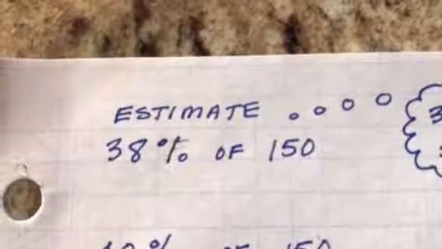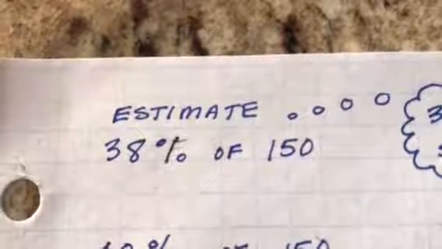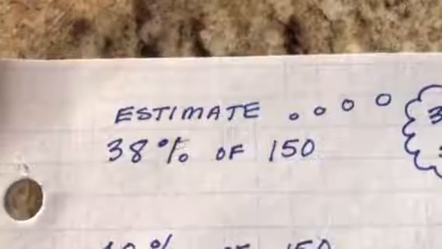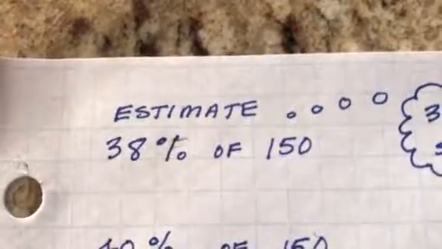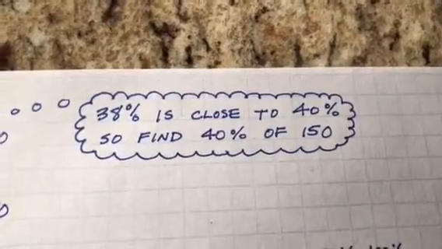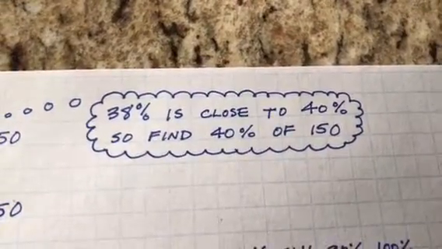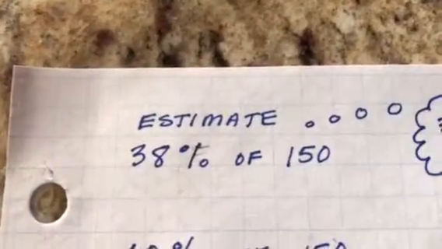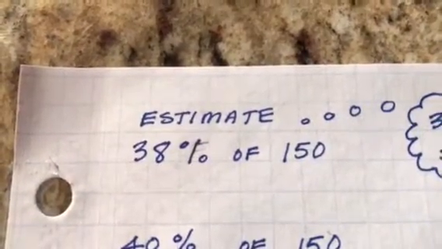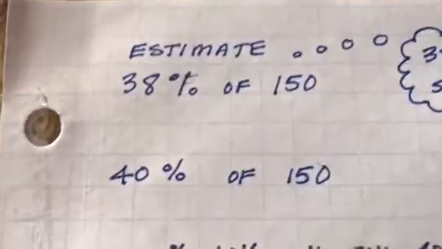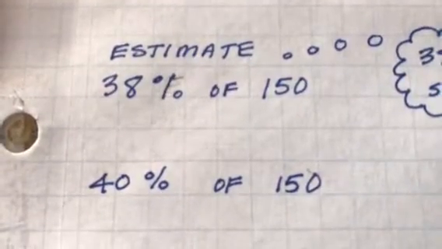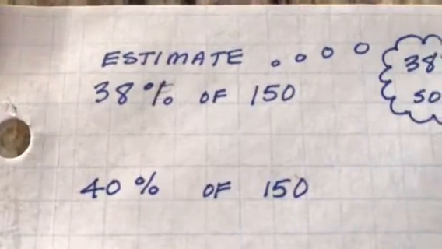estimating means I want to get close, but I want to round it to or estimate friendlier numbers that can help me. 38% makes me think that 38% is close to 40. So I'm going to try to find 40% of 150. That will be easier to estimate than 38% of 150. So I'm changing it to a simpler problem, 40% of 150.